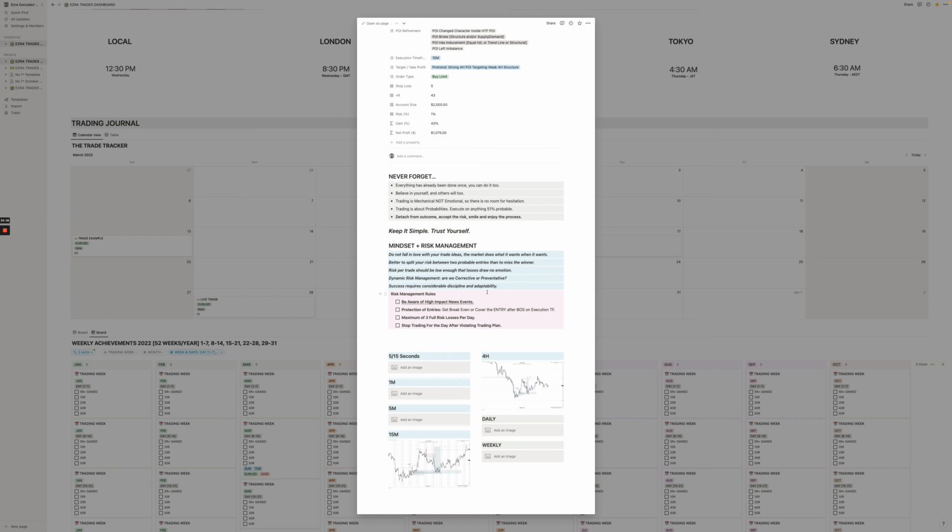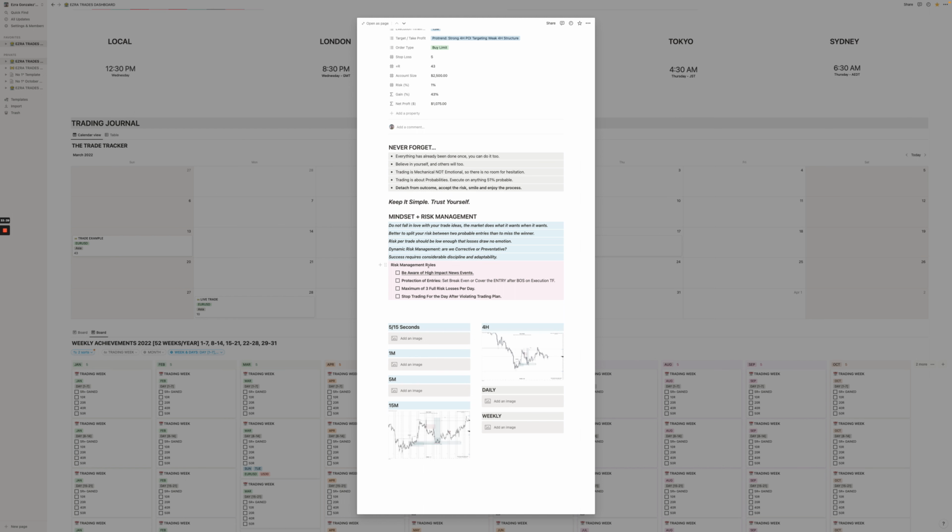Success requires considerable discipline and adaptability. Your risk management rules: be aware of high impact news events. You can see that here up at the top, right, as I showed you earlier. Protection of entries. This could be something that you begin to implement: set break even or cover the entry after a break of structure on the execution time frame. Maximum of 3 full risk losses per day. I do agree with that one specifically. This is one that I very much follow. If I have 3 losses at 2%, I will halve my risk, which is a corrective dynamic risk management strategy that I have. And stop trading if I violate my trading plan. If I'm starting to get reckless, I will no longer be taking trades.